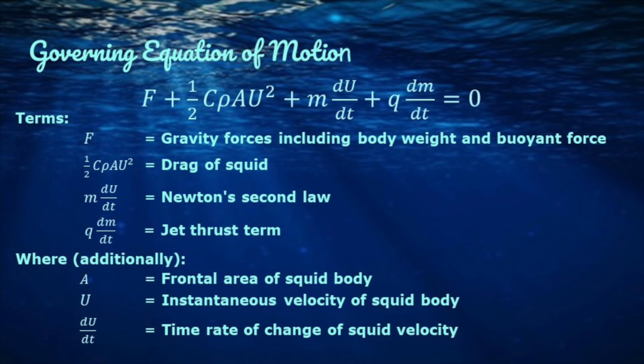This accounts for the resistance of the water on the squid. The third term is the equation for Newton's second law. The result of this term is the force of the squid on the system as a result of the squid's mass and acceleration. The last term is the thrust equation that was derived previously, relating the thrust as a function of pressure.